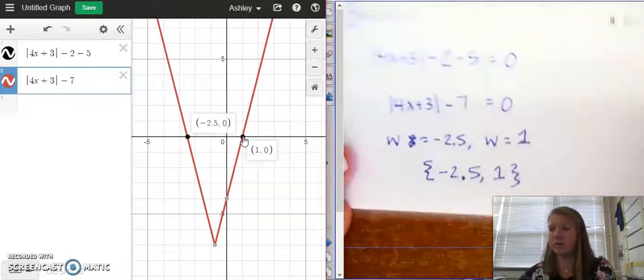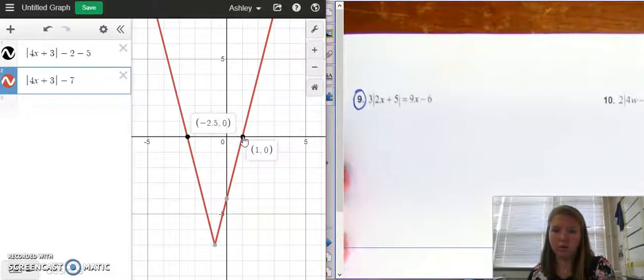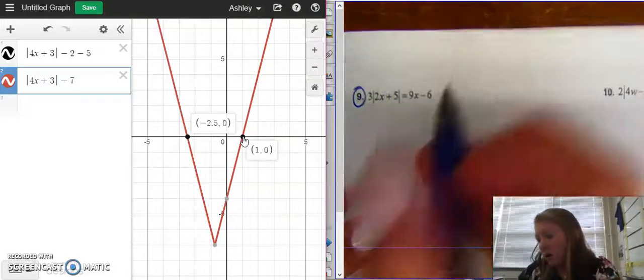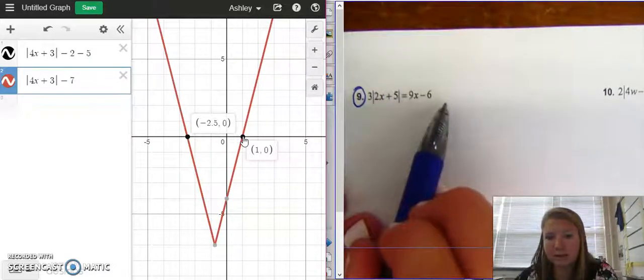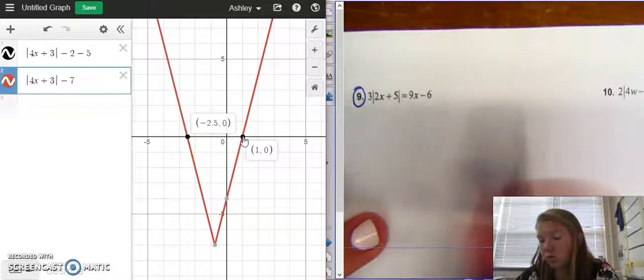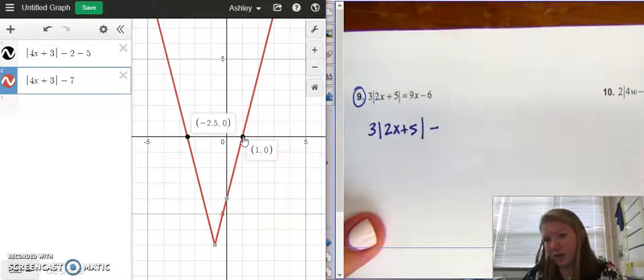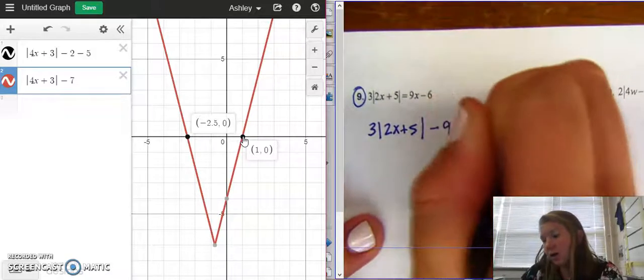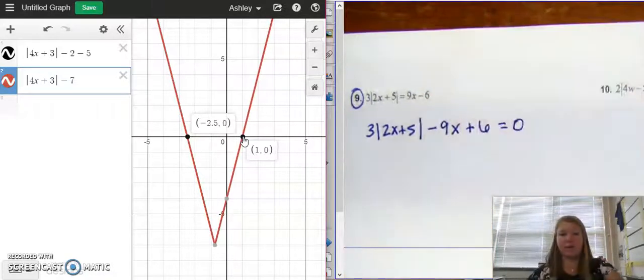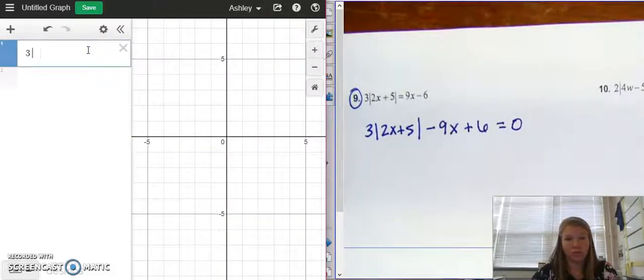Going to the back of the sheet, we're going to look at a couple more examples. So number 9. I'm just going to move over this 9x and this minus 6. So the 9x will become negative, the 6 will become positive when I move everything over. Just tack it on after the absolute value bar. So minus 9x plus 6 equals 0. We're going to type in that left-hand side of Desmos. Minus 9x plus 6.